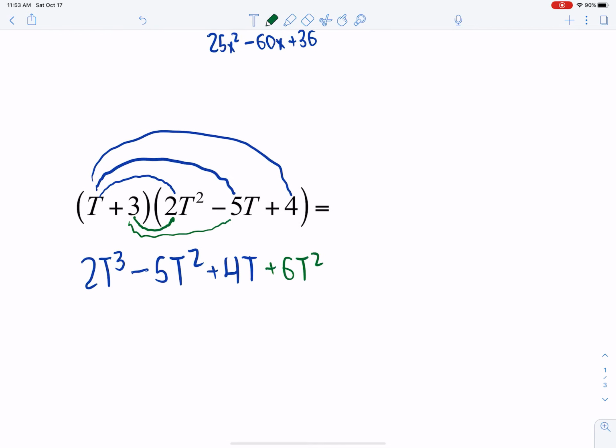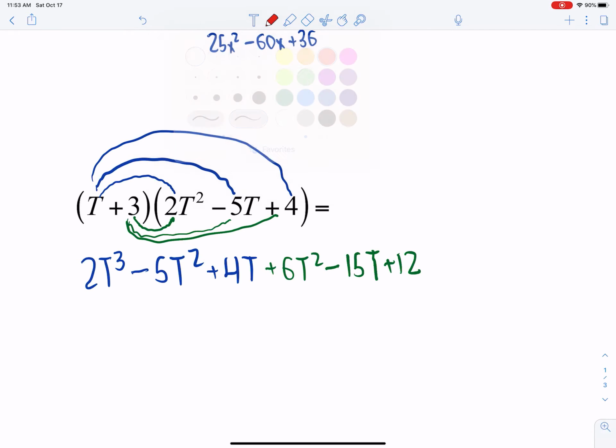3 times minus 5t is minus 15t. And then 3 times 4, we have plus 12. So we distribute the first term to the second parentheses, distribute the next term to the second parentheses. Now we look for like terms to combine. The 2t to the third doesn't have any like terms, so we leave that alone. Then we have minus 5t squared plus 6t squared. Negative 5 plus 6 is 1, so we have plus 1t squared.